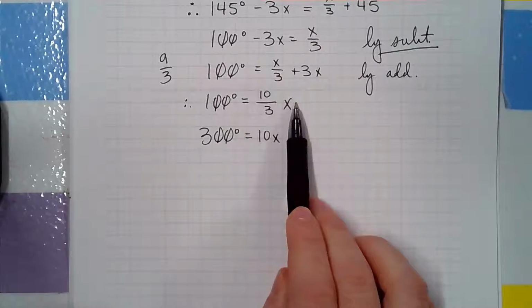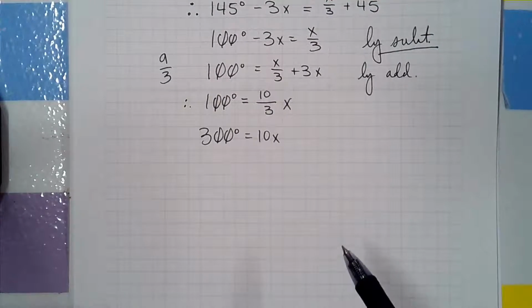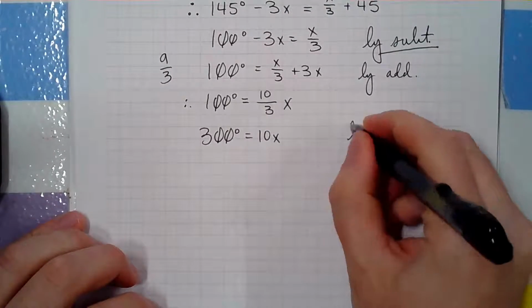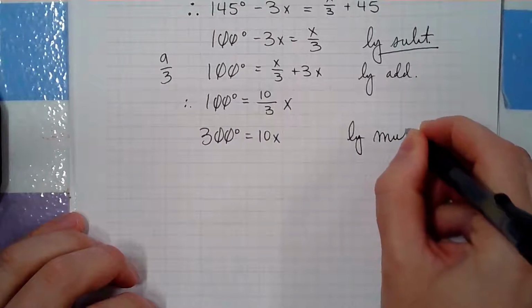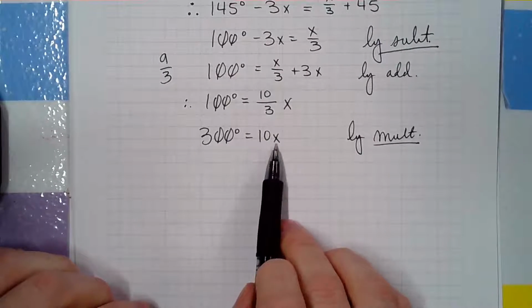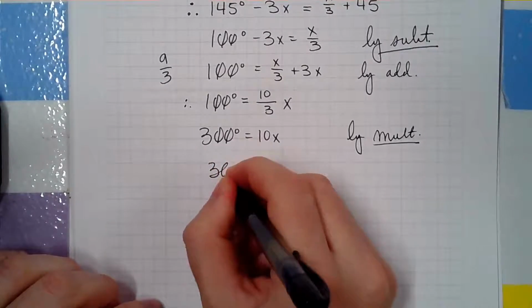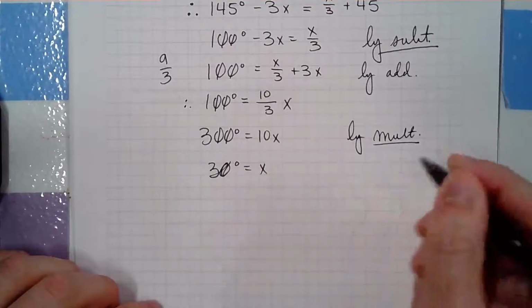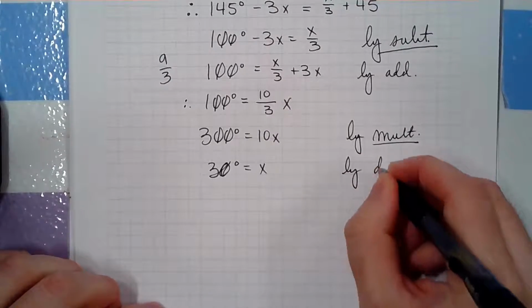Because that's all that is. It's 10 times x divided by 3. So now we just have 10 times x left over. That was by the multiplication property, right? We canceled out division. Be careful. Don't call it division, right? You'll get points off for that. And now we're going to use the division property to get rid of that 10, right? Which is going to leave us with 30 degrees equals x. And that's the division property.